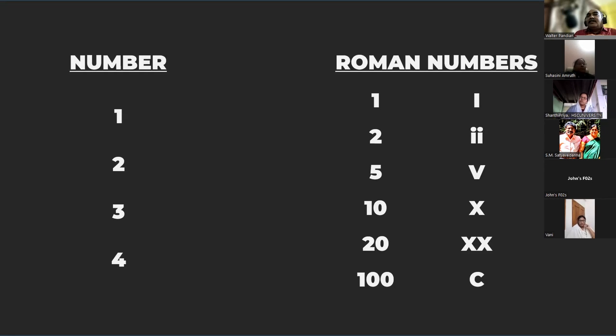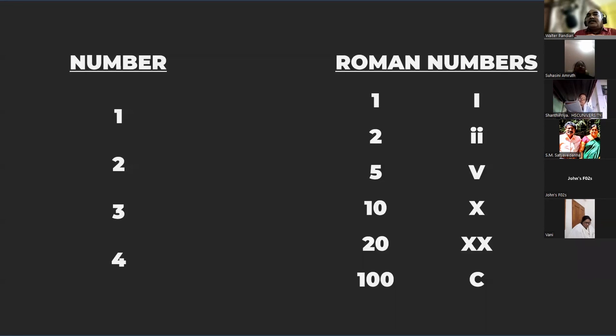Not all the alphabets, but some of the alphabets have value. A doesn't have any value. B doesn't have any value. C has the value 100. Randomly, the values are given to the English alphabet. But in Hebrew, every alphabet has a value, and it is given in order.